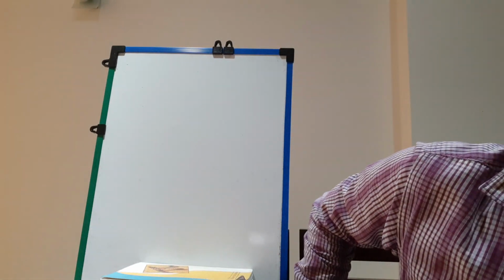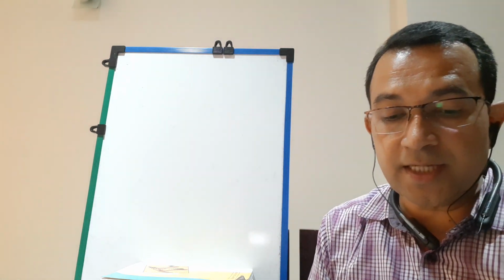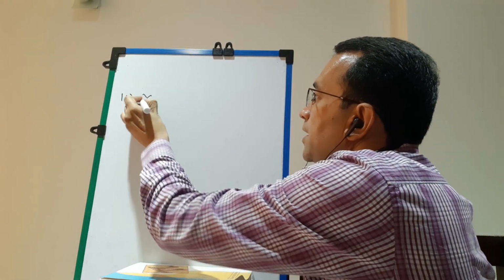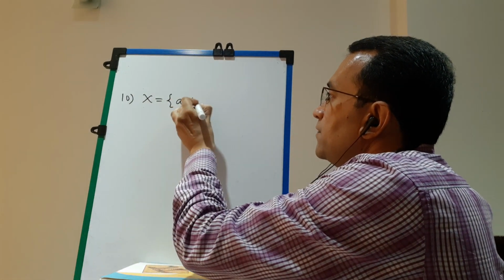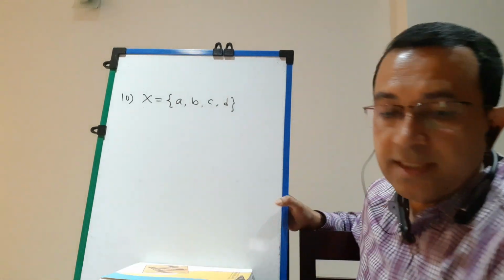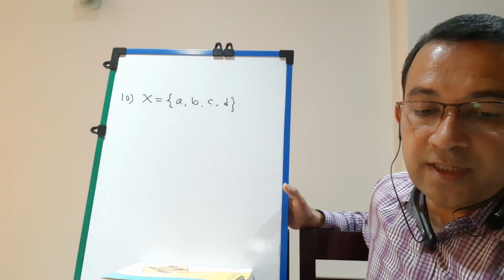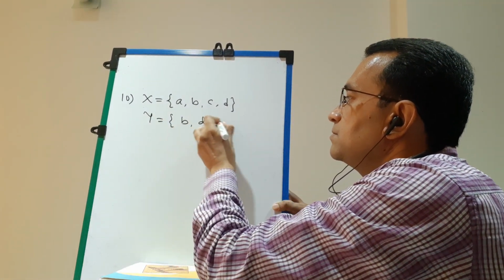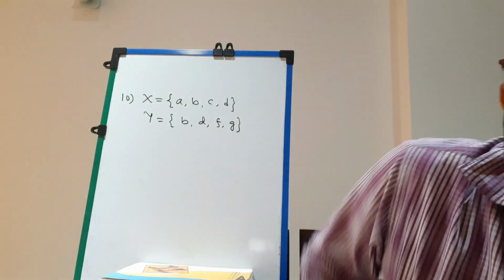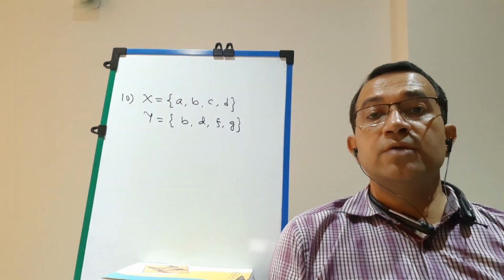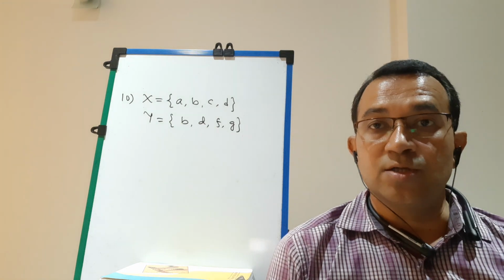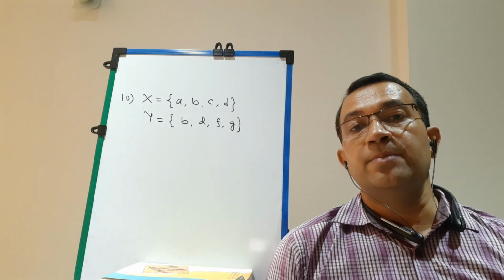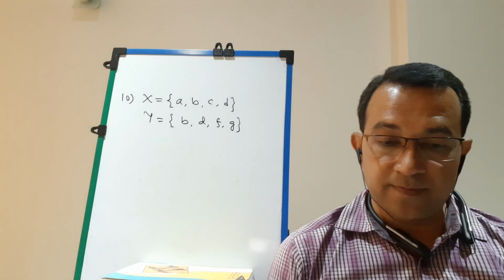Now students, all of you pay attention. X is equal to the set of elements A, B, C and D, and Y is equal to the set of elements B, D, F, G. All of you know very well, students, in a set, the order in which the elements are written is not important. Any element can be written first and any element can be written last or in between.